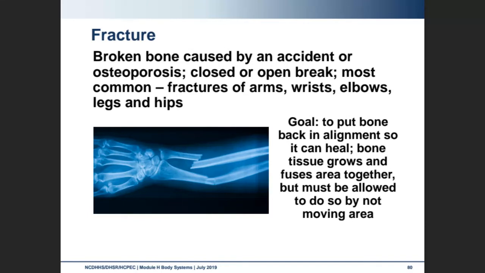The goal is always to put that bone back into alignment so that it can heal properly. When a bone is put back into alignment, bone tissue grows and fuses that area together, but it must be allowed to do that by keeping that area immobilized. That's why we see casts. Signs of a broken bone: pain, swelling, bruising, or limited mobility.